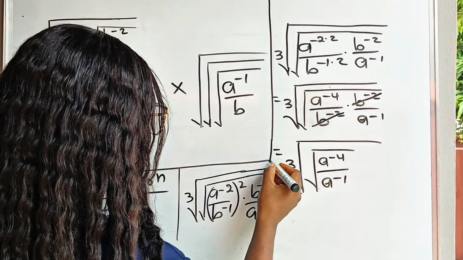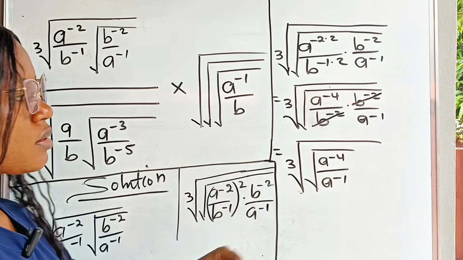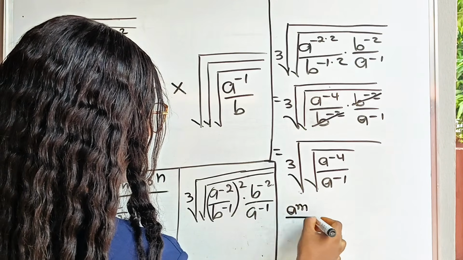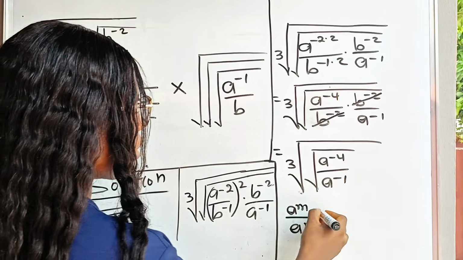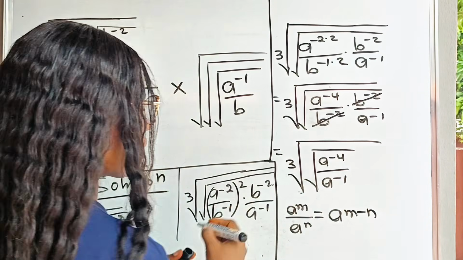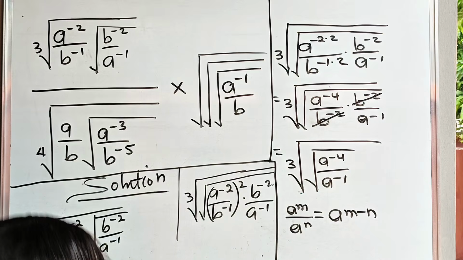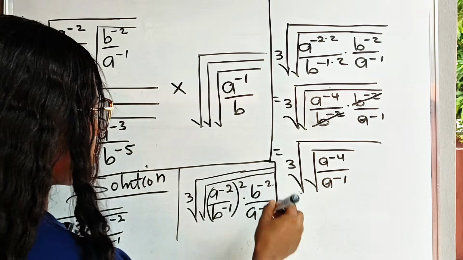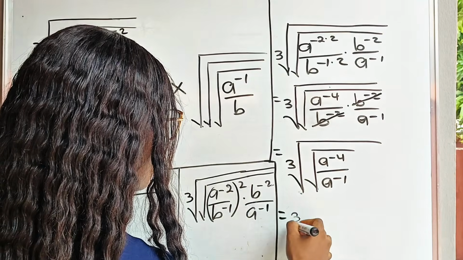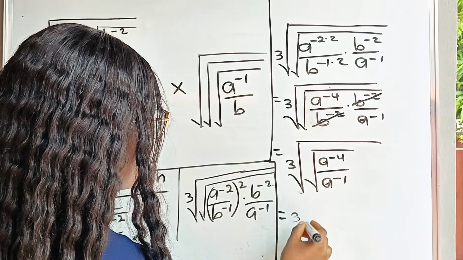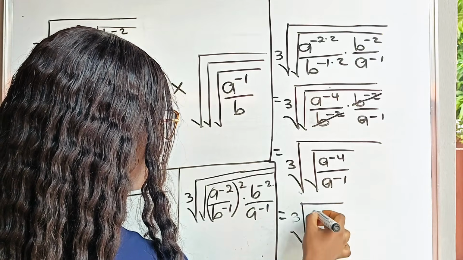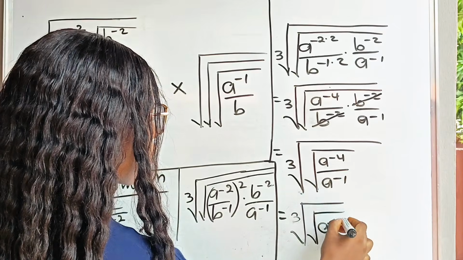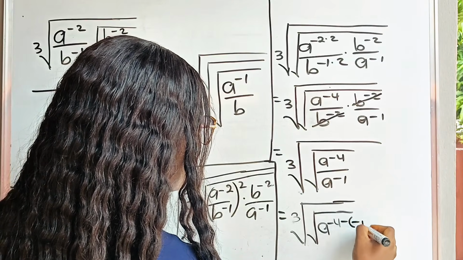All right. Now, I want you to notice something. Remember that a to the power of m divided by a to the power of n is equal to a to the power of m minus n. Okay? So that means this is equal to the cube root of the square root of a to the power of negative 4 minus 1, right? Negative 4 minus 1.